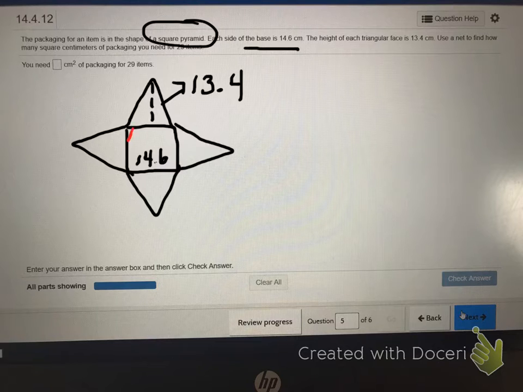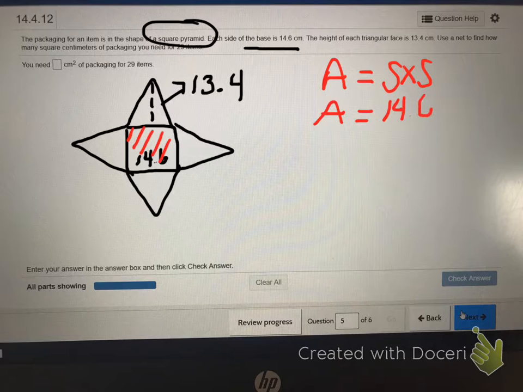Okay, so let's break this down. First thing we need to do is find the area of our square. Area of a square is side times side, okay? So the area of my particular square is going to be 14.6 times 14.6, okay? And then once we find that, we can go and move on to find the area of the triangles.